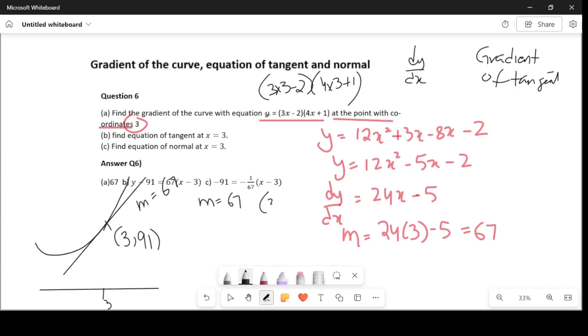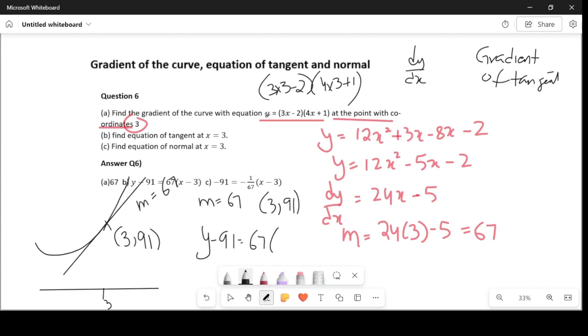Now from coordinate geometry, you know how to write down the equation of a straight line. You may use point slope form, which is y minus y1 equals m times (x minus x1), or you may use y equals mx plus c. I'm using point slope form because it's quicker.